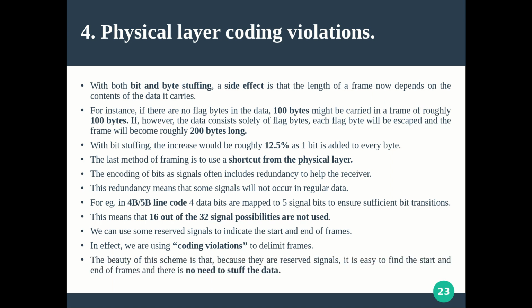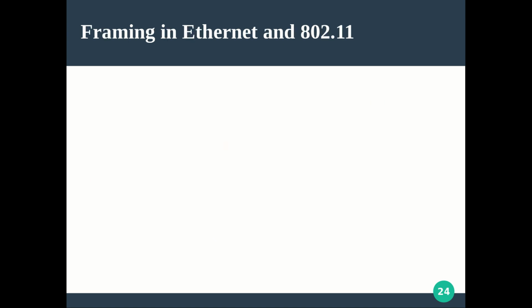So the beauty of this scheme is that because they are reserved signals, it is easy to find the start and end of the frames, and there is no need to stuff any data. So it is fully stuffing free. So that is also proposed as a fourth method in literature, and you can use it of course with encoding techniques like 4B or 5B, but in all cases it is not going to work fine.